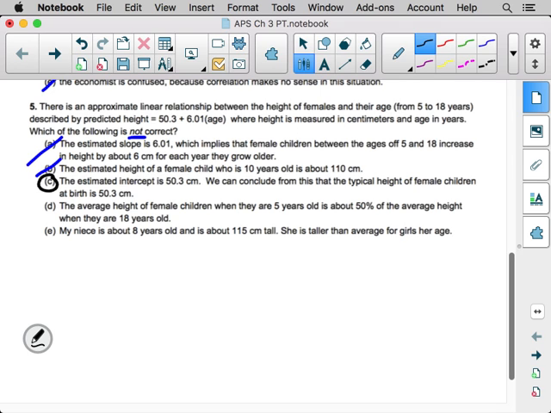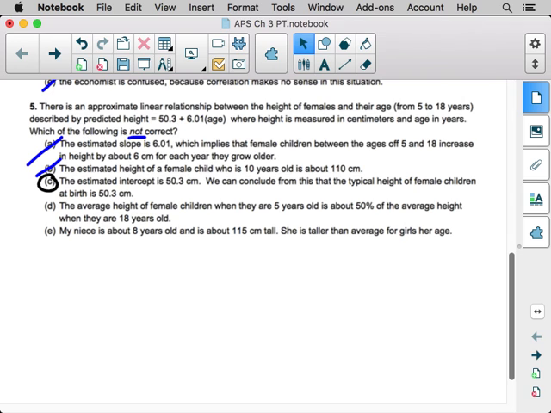Right? Of course. The average height of a female children when they're 5 years old is about 50% of the average height when they are 18 years old. All right, so this one is phrased awkwardly, but basically, couldn't we find the height of them when they're 5, find the height of them when they're 18, and see that this one is half of this one, right? Okay, can everybody kind of follow that thought process?